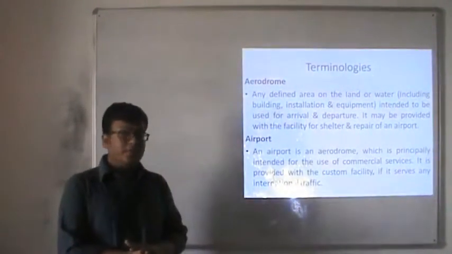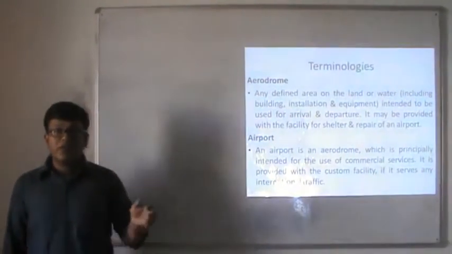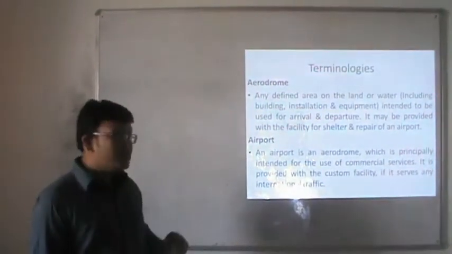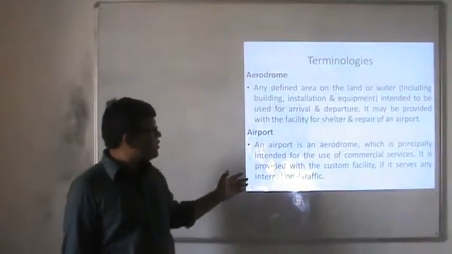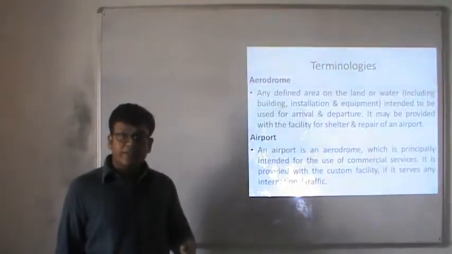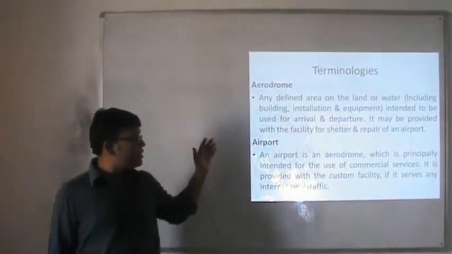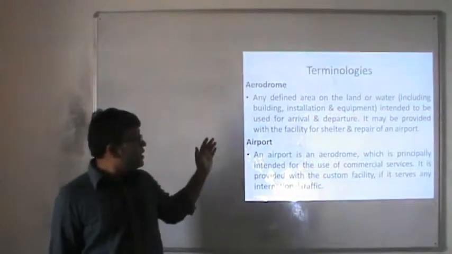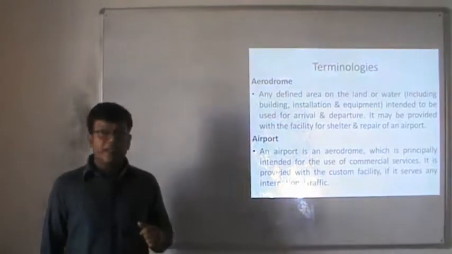What we understand from the aerodrome is that it is a defined area either on the ground or in the water, which includes buildings, installations or equipment, where the aircraft may arrive or depart, as well as whatever buildings we provide for facilities like parking as well as repairing the aircraft.